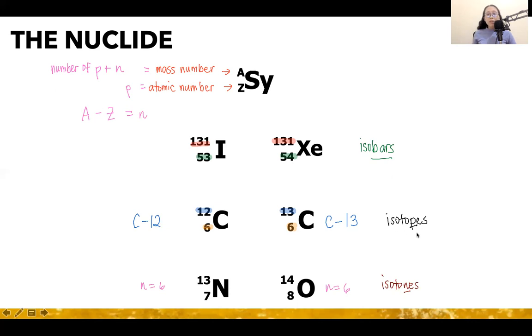Okay, so if you have the same number of protons, meaning same atomic number, then they are called isotopes. If you have the same number of neutrons, then they are called isotones. And if you have the same mass number, they are called isobars.